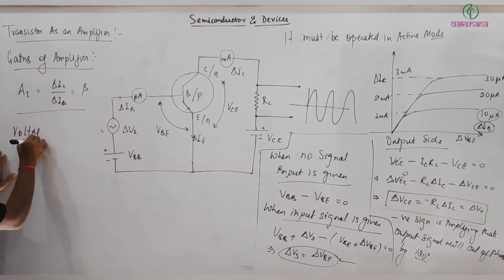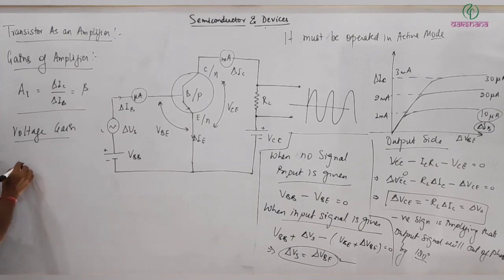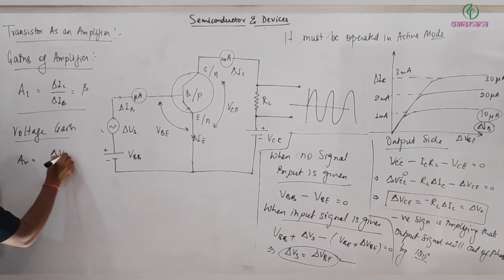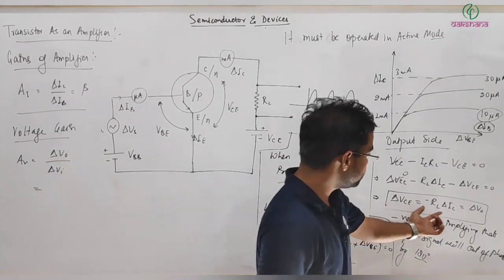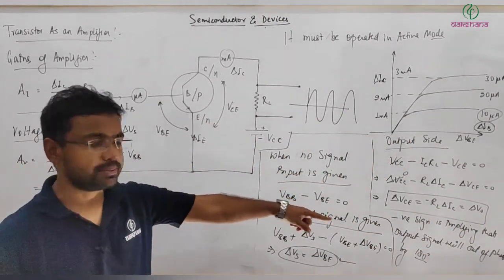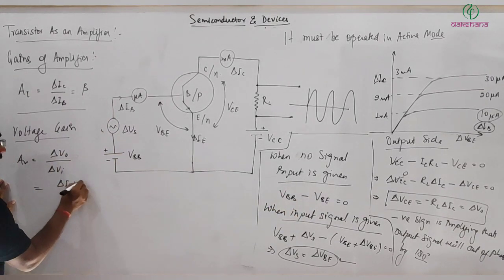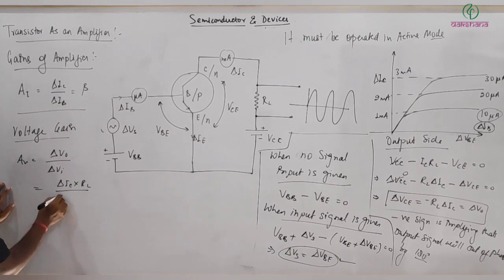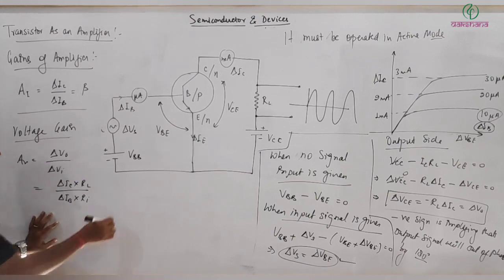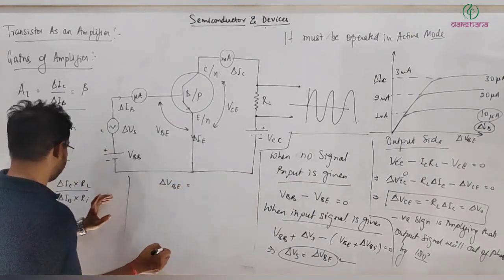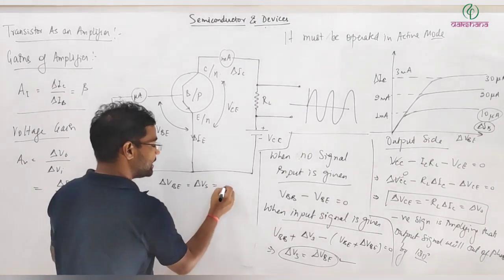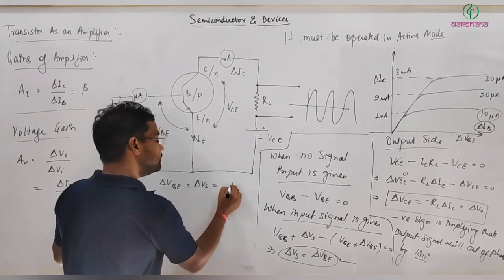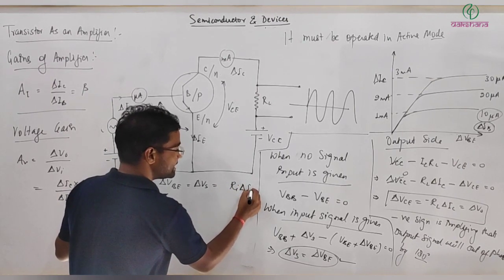Similarly, voltage gain AV is delta V output divided by delta V input. Delta V output, I'm not using the minus sign, just calculating the magnitude, is delta IC multiplied by RL. If the input resistance is RI, then delta V input, the change in input voltage, is RI multiplied by delta IB, the input current.